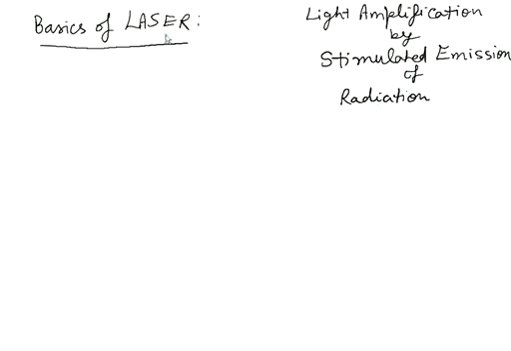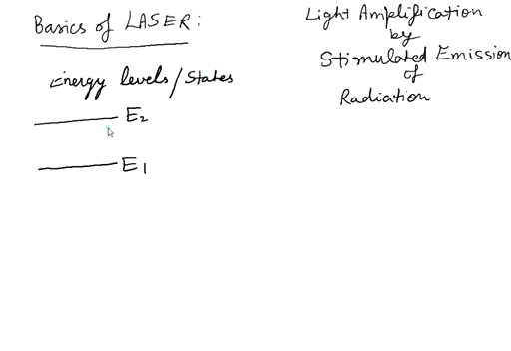This is the full form of laser, because every time we use these words, energy levels or energy states, in the chapter of laser. These two lines are just representation of the shells or orbitals in which electrons exist. This one is the lower energy level and this one is the upper energy level. So E2 minus E1 is represented by delta E. This is the first point of the laser basics.